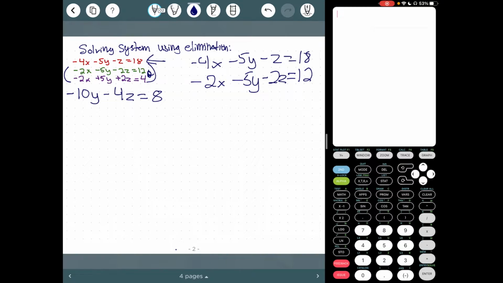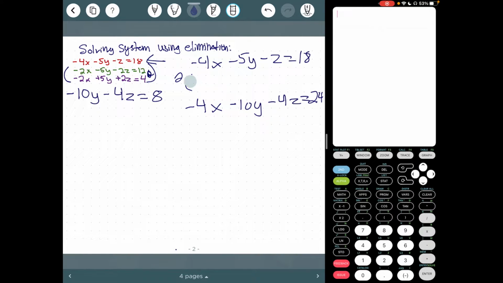So what we can do here first is multiply this equation by 2, and we get -4x minus 10y minus 4z equals 24. So we can move this out of the way and move this equation up here. And so now these are our 2 equations. So now what we can do here is subtract these 2.